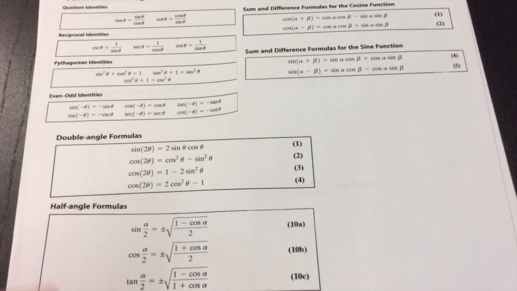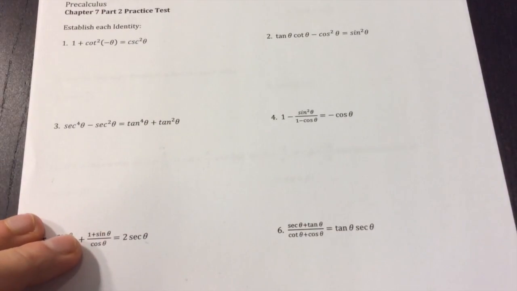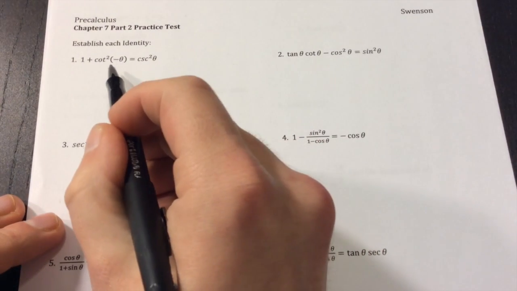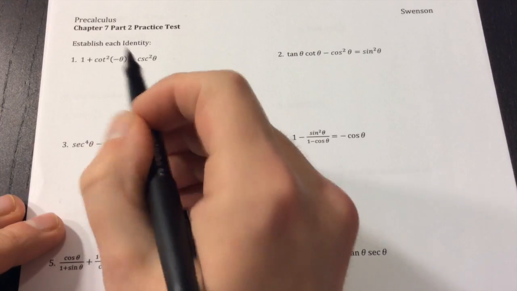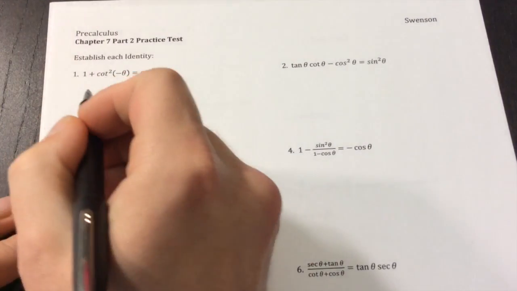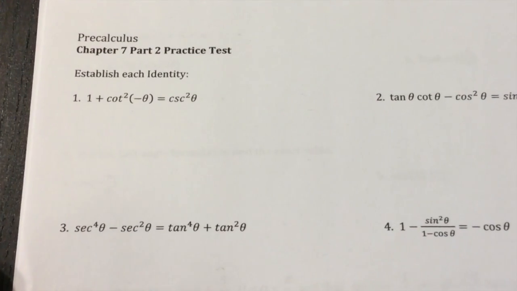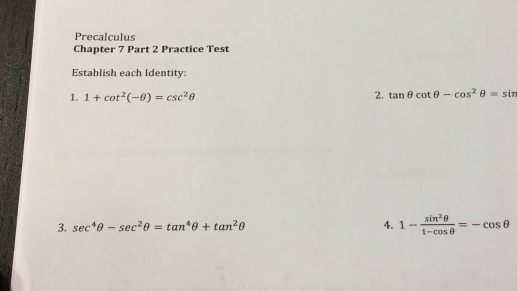So the first part of this practice test covers establishing identities. So these are the proofs that we did. We're making the left side look exactly like the right side. So let's just jump right into it. Let's make this a little bigger, and we'll go one problem at a time.